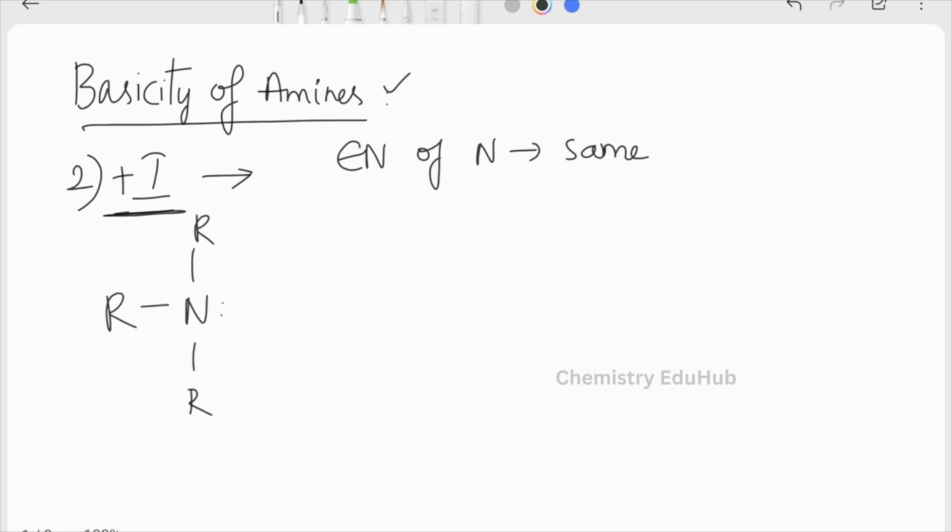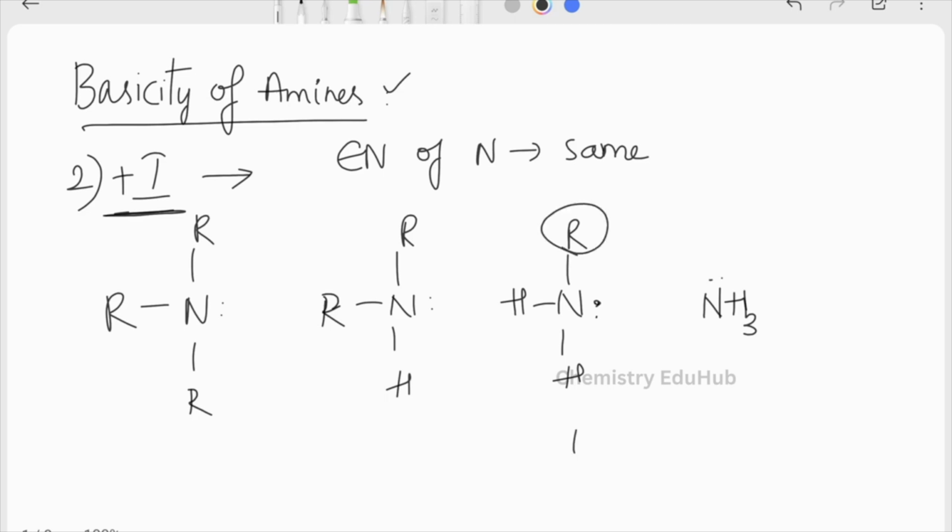This is the tertiary amine. Then we have the secondary amine. Then we have the primary amine. How do we know which is primary, which is secondary, which is tertiary? When one hydrogen of ammonia is replaced with one R group, then it is primary. When two hydrogens are replaced, then it is secondary. When all three hydrogens are replaced with R groups, then it is a tertiary amine.